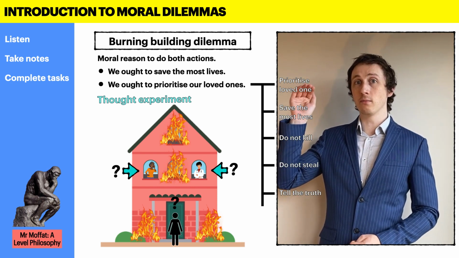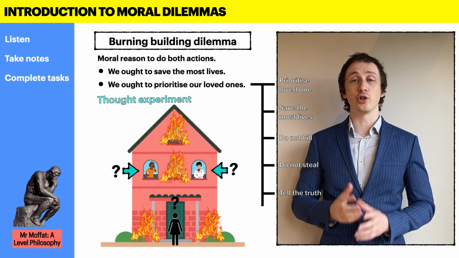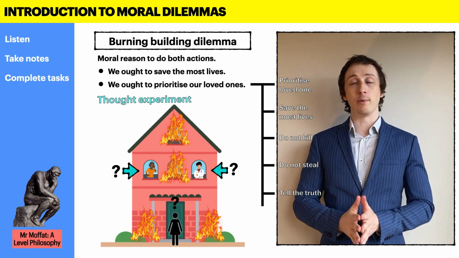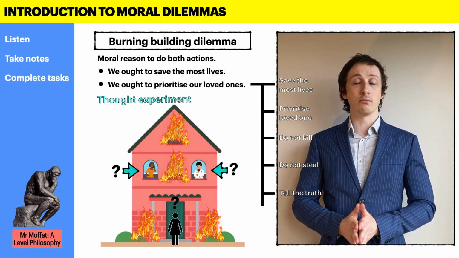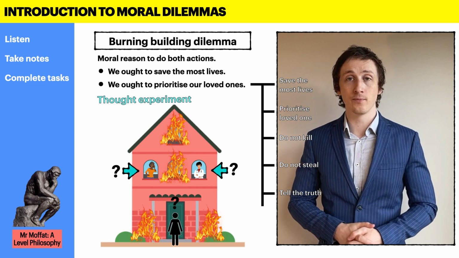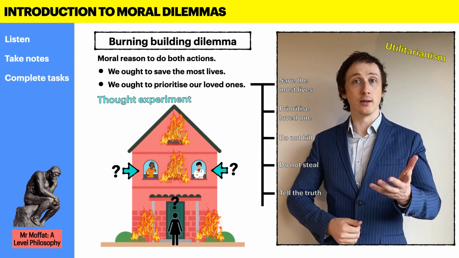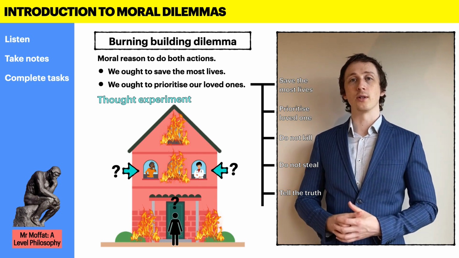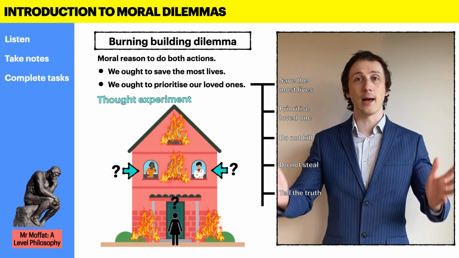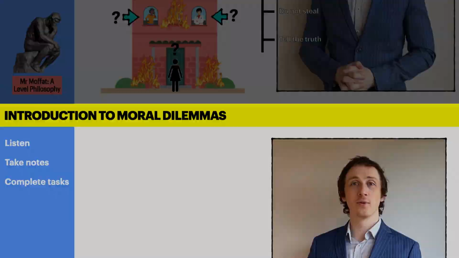Maybe, actually, there's something more important than just putting your loved ones first. Maybe morality is more about saving the maximum amount of lives. In which case you might then be convinced by a theory like utilitarianism that we'll look at later, which says you ought to try and create the greatest happiness for the greatest number.